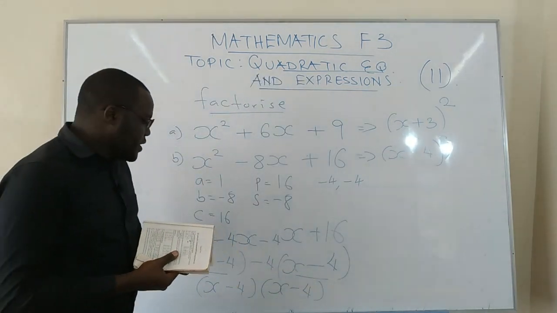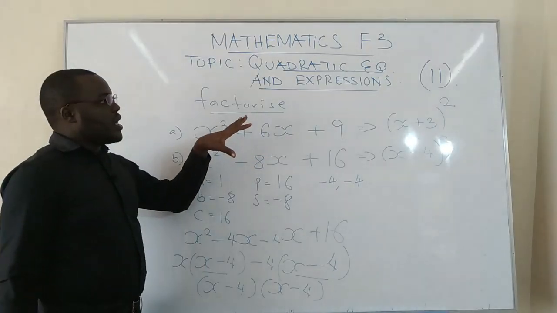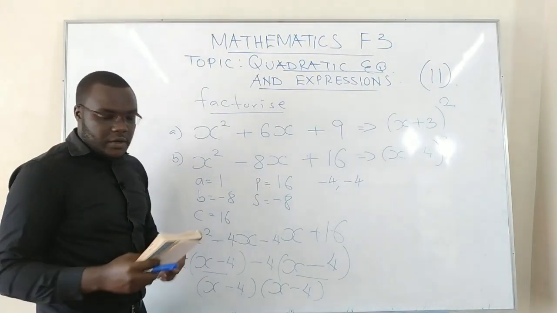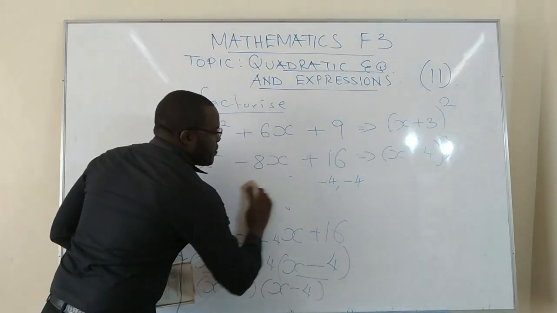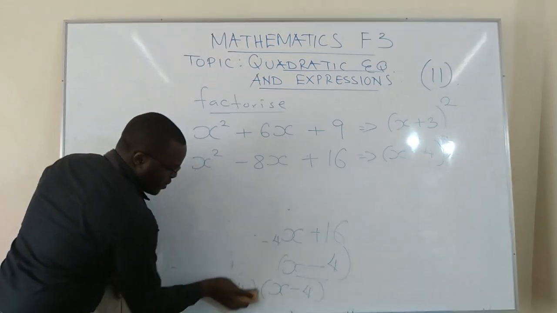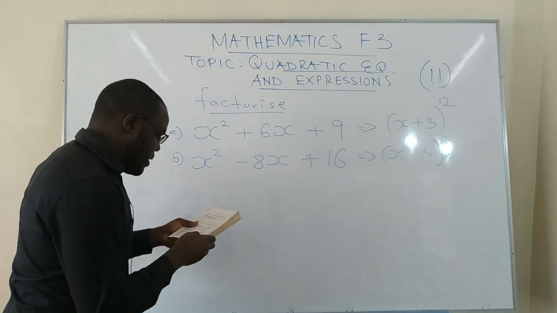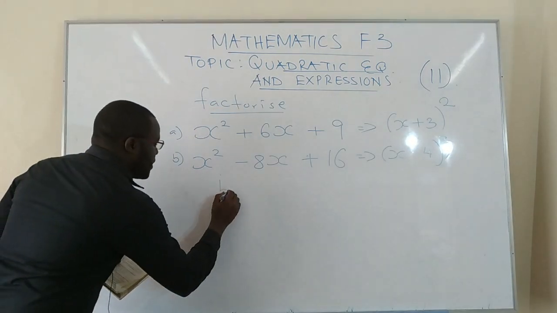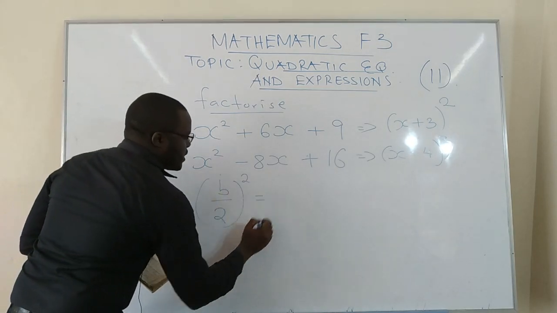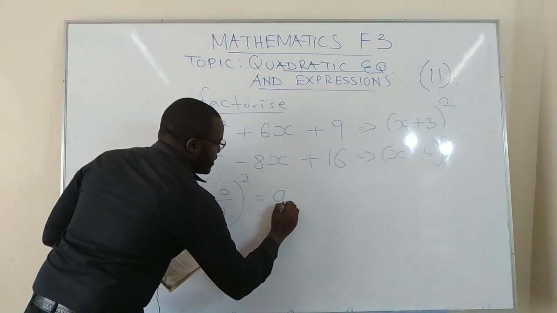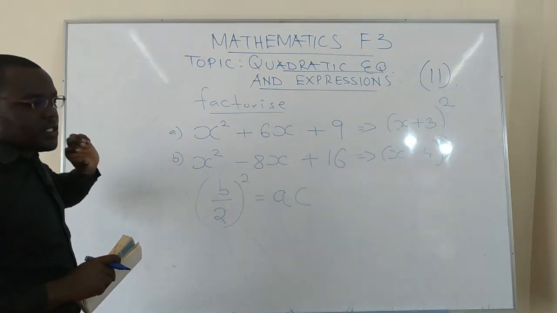Now there's a name that we give to these types of quadratics. They are called perfect squares. And we usually say that even without working out, a perfect square is made in a way that the value of b divided by 2 squared should be the same as AC. And let us test for this one here.